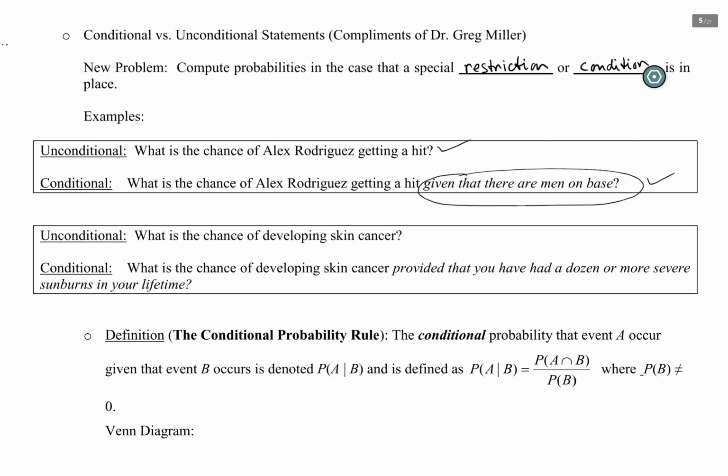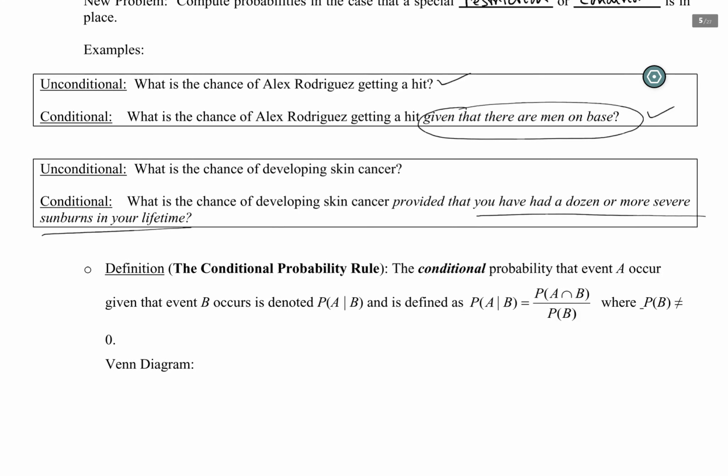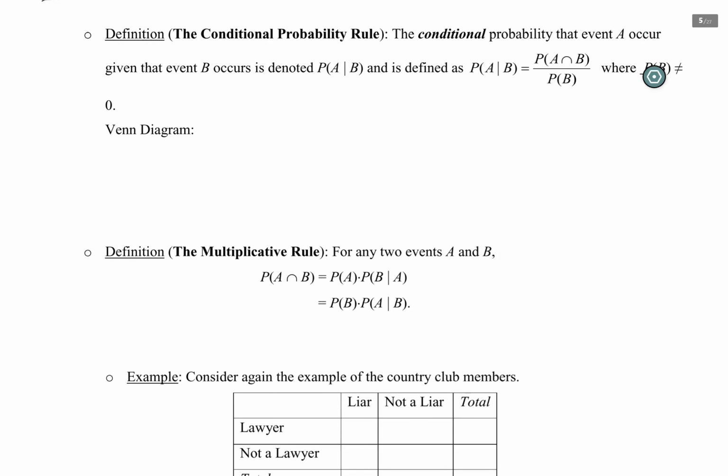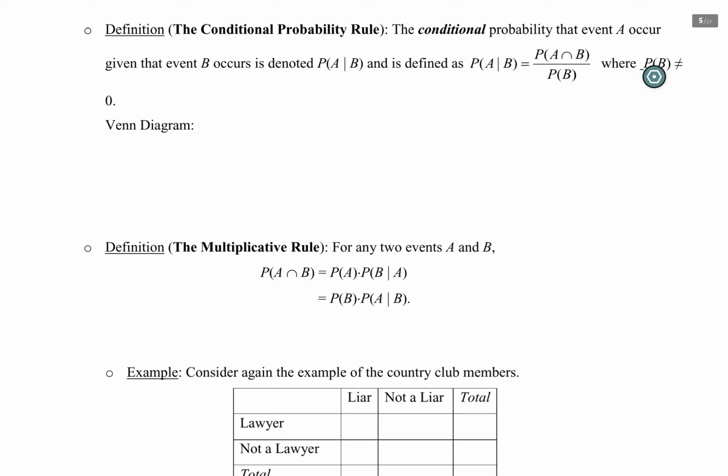Another example here is, what is the chance of developing skin cancer? Every person has a certain chance, but suppose now you know a little extra information, that a person has had a dozen or more sunburns in their lifetime. What does that chance do? Well, that chance goes up. That's what the physicians tell us. So with this conditional information, that changes this probability, and we want a way to handle that. This definition of conditional probability allows us to think of these sorts of probabilities that have extra information in them.